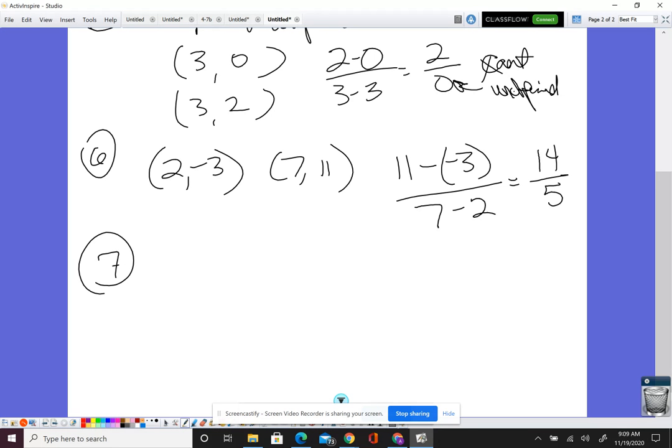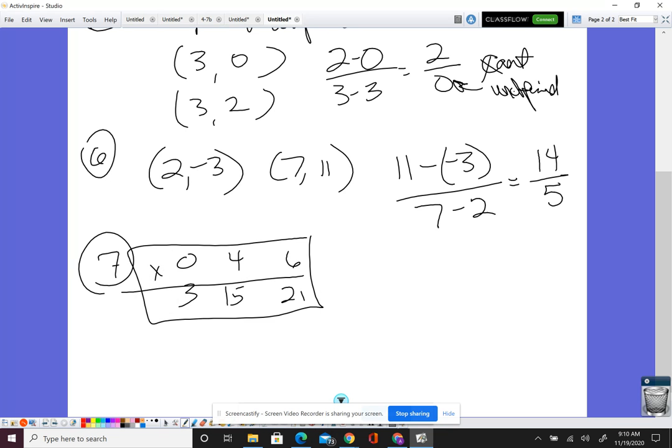Number 7. Tell whether or not this is a direct variation and why. So what does a direct variation have to do? Doesn't it have to have a constant rate of change? Okay, it has to have a constant rate of change. That's one thing. What else? Same slope, right? Does it have to go through 0? It has to go through the origin, 0, 0.